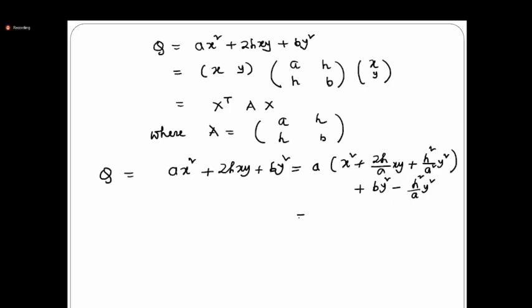Now, the first term is basically nothing but x plus h by a y, squared. And the second term, the second part, is ab minus h square divided by a, into y square. Is it okay?